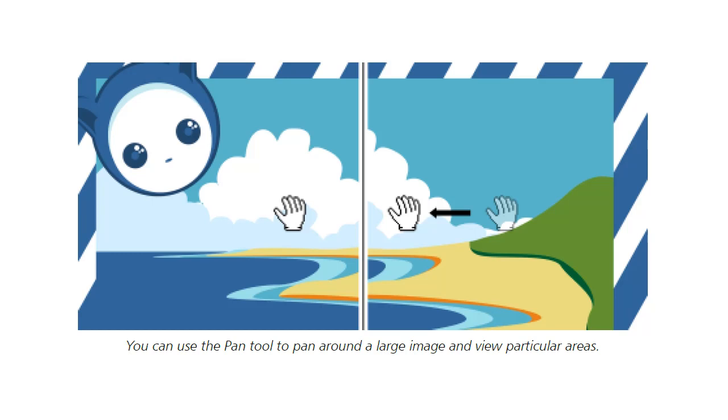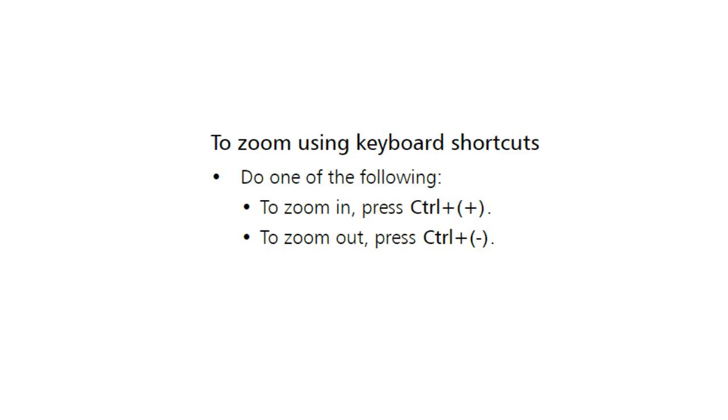If you use a mouse wheel, the wheel zooms in and zooms out by default. You can also use the mouse wheel to scroll. You can specify default zooming and panning settings. To zoom using keyboard shortcuts, do one of the following. To zoom in, press Ctrl+. To zoom out, press Ctrl-.